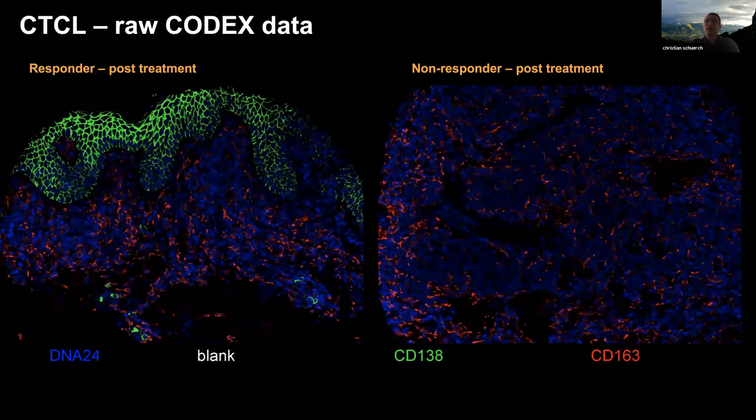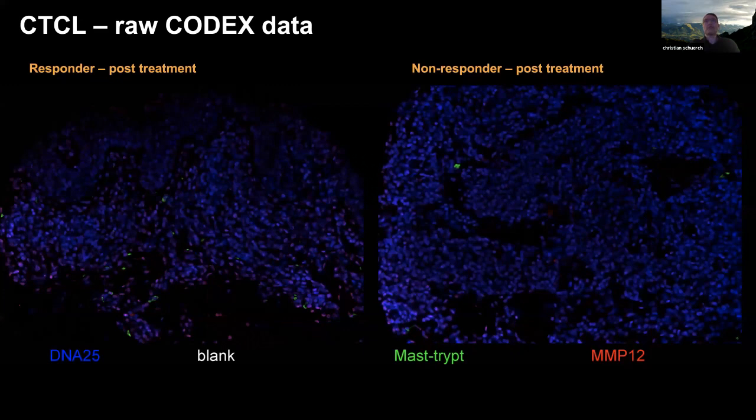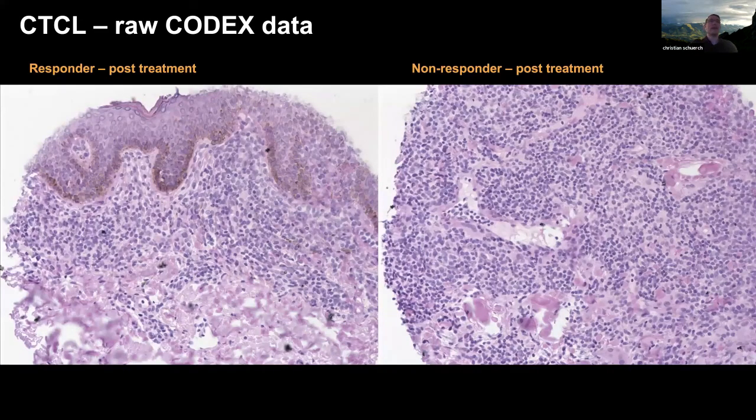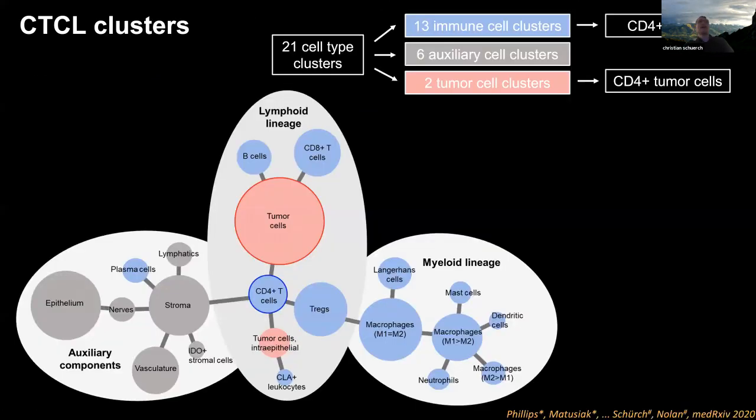And another very important advantage of CODEX is that we can do H&E staining after the run, as shown here, and we have a very nice morphological correlation with our fluorescent data. Using CODEX, we then segmented the cells and we clustered the cells, and we ended up with 21 different clusters, of course, with a lot of manual input and overlaying the clusters on the tissue, etc.